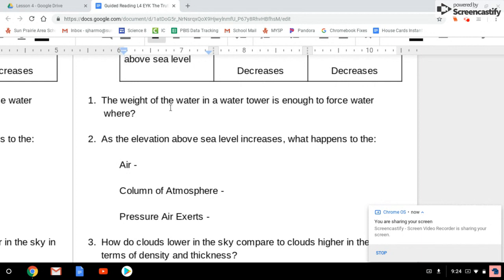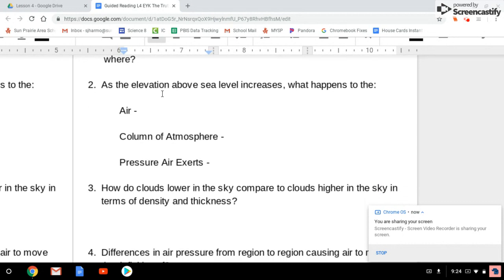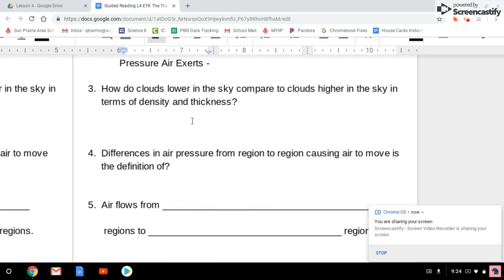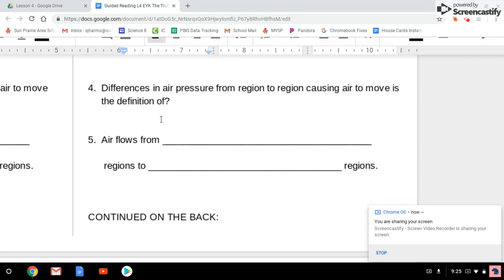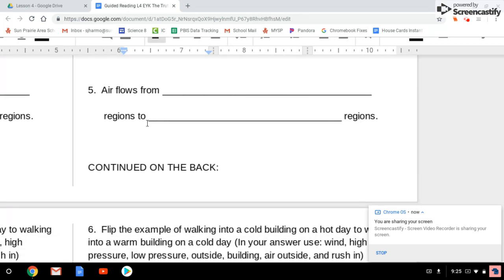Number 1, the weight of the water in a water tower is enough to force water where? 2, as the elevation above sea level increases, what happens to the air, column of atmosphere, and pressure air exerts? 3, how do clouds lower in the sky compared to clouds higher in the sky in terms of density and thickness? 4, differences in air pressure from region to region causing air to move is a definition of. 5, air flows from blank regions to blank regions.